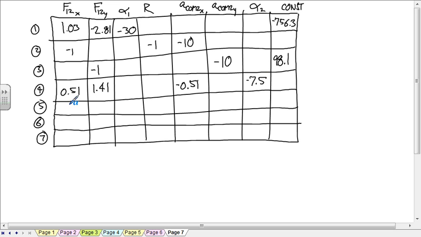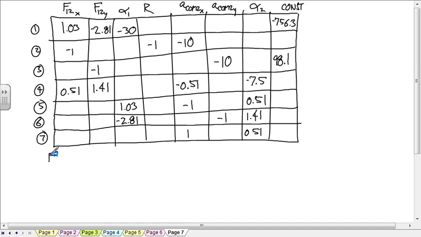And now the constraint equations. Equation 5 says 1.03 alpha 1 minus 1 center of mass x, 0.51 center of mass 2, alpha 2. Equation 6 says negative 2.81 alpha 1, negative 1 center of mass y, 1.41 alpha 2. And then the last one says 1 for center of mass x, 0.51 for alpha 2, and then 0.